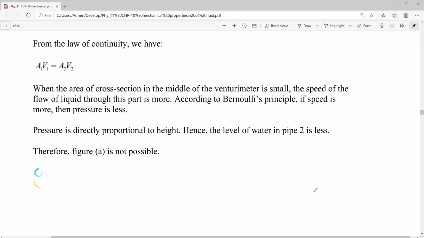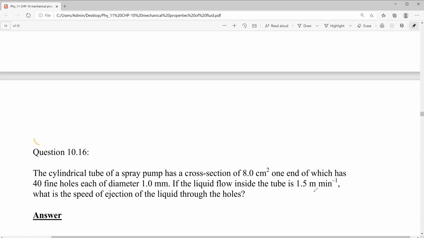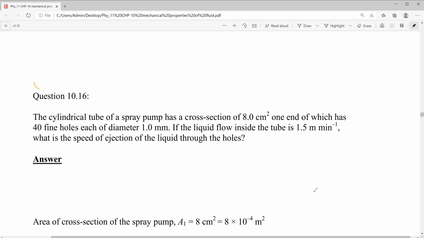And next we shall move to the next question, that is 10.16. So what is the question? The cylindrical tube of a spray pump has a cross section of 8 centimeters square, one end of which has 40 fine holes, each of diameter 1 millimeter. If the liquid flows inside the tube at 1.5 meter per minute, what is the speed of ejection of the liquid through the hole? From the question, we need to write the given data.